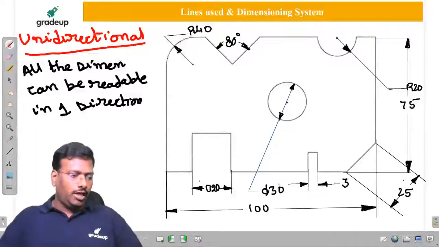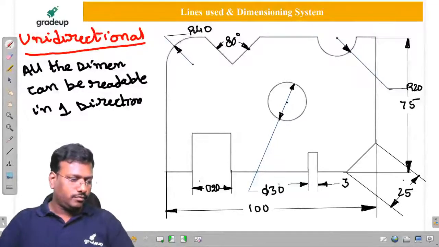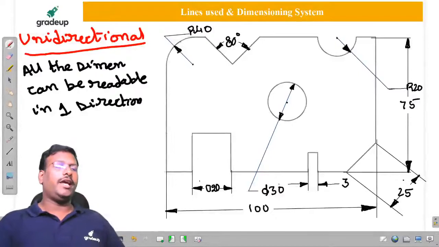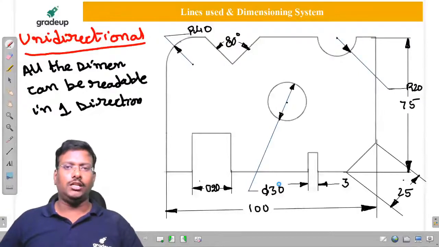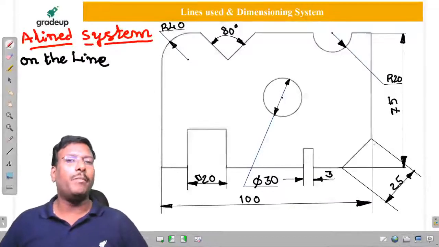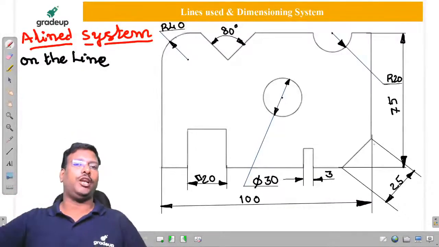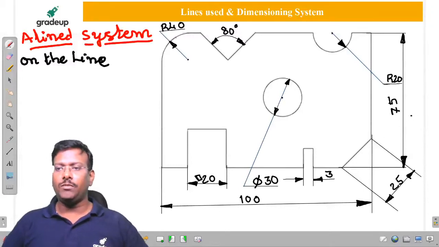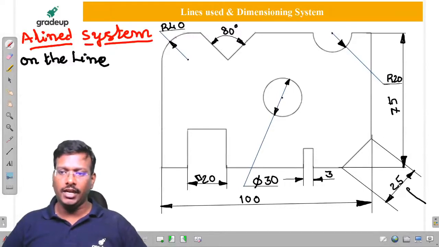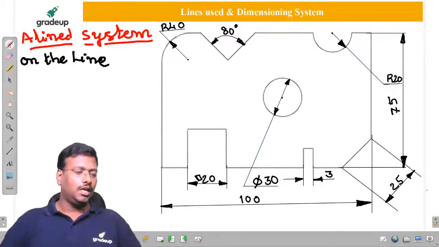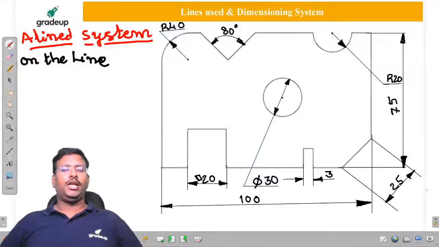Aligned system and unidirectional system. Which dimensioning is bidirectional? Is the aligned system bidirectional? It is not bidirectional, it is multi-directional. Sir, I am observing it from the bottom. This is from the right side. It is at some inclination. So it is not bidirectional also. It is multi-directional. Okay. Is it clear?